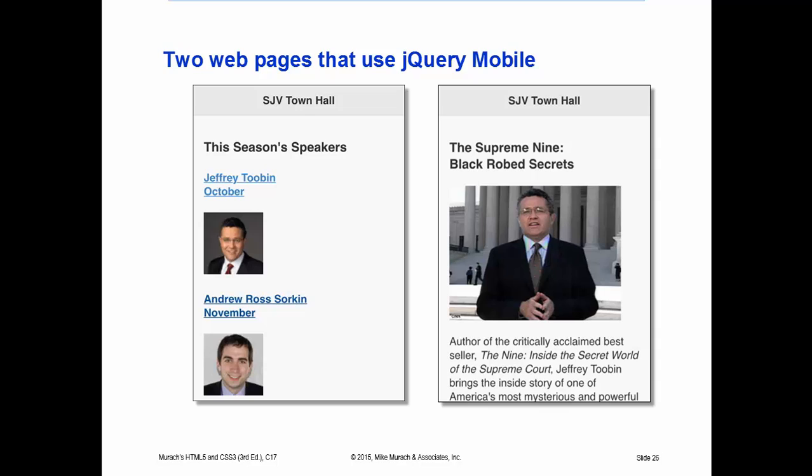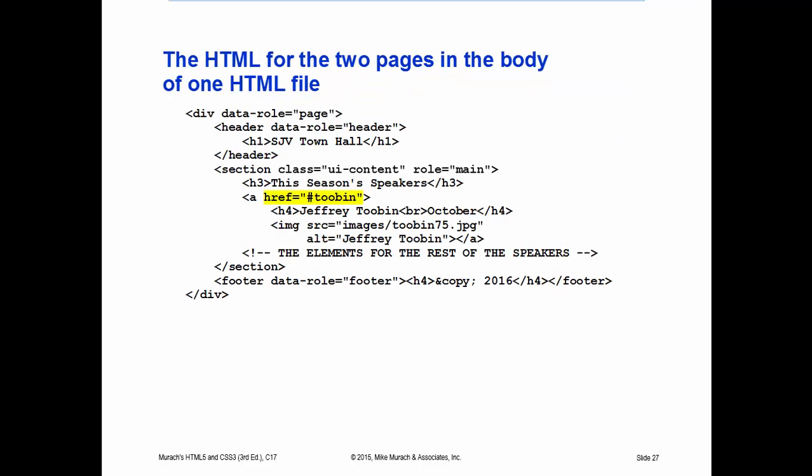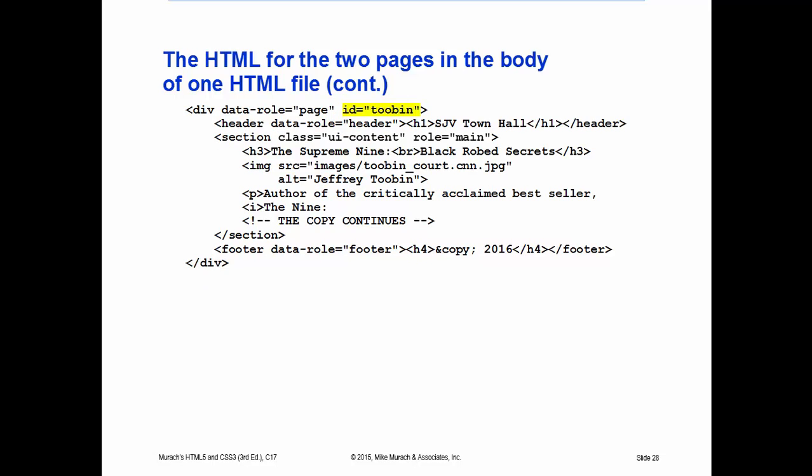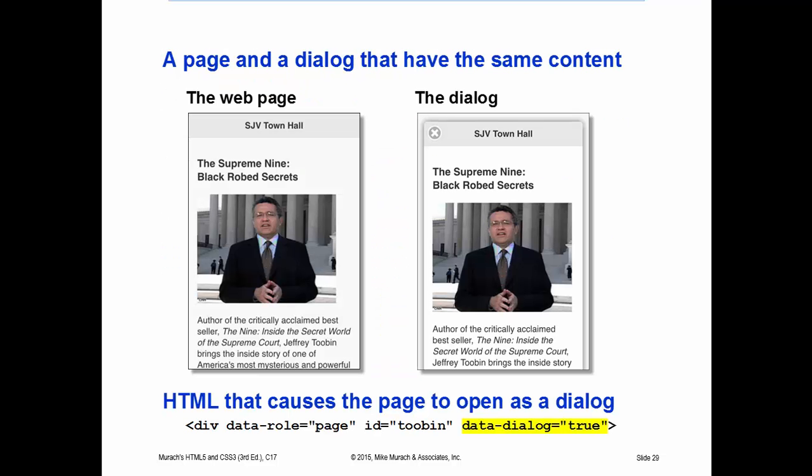If you want to display a page as a dialog, you include the data dialog attribute with the value of true on the div element for the page. To close that, you tap the X in the upper corner. And it's shown really on the next page here, I believe. Over, come on. There we go. Here. What you see right there. All right, so that'll open up the page as a dialog.